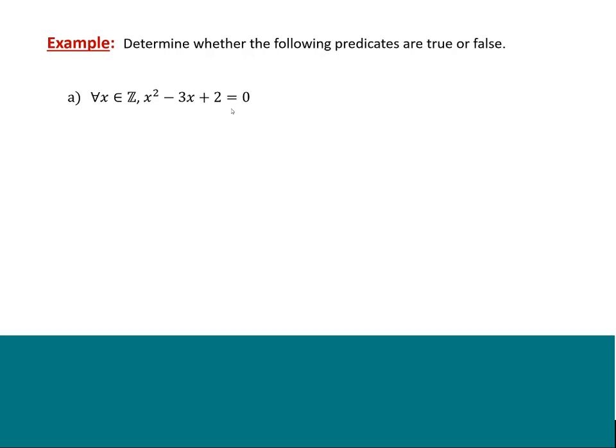Sure. I really don't want to plug that in, but yeah, if you plugged in x equals 100, you get 100 squared, so what is that? 10,000? 1 with 4 zeros. Minus 3 times 100, so minus 300, plus 2, that's not going to give us 0. So this is a false statement because there's at least one integer that makes this equation not true. And in order for this to be a true statement, all integers had to work for that equation.